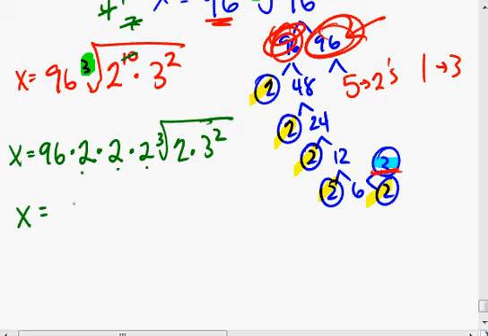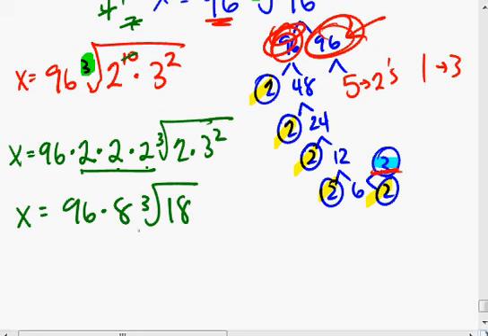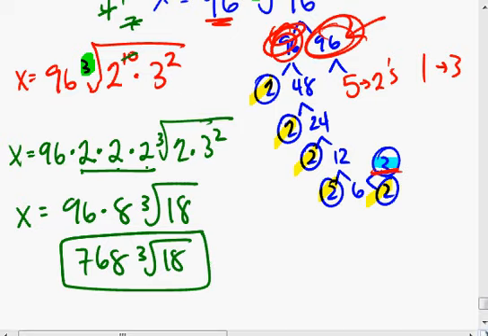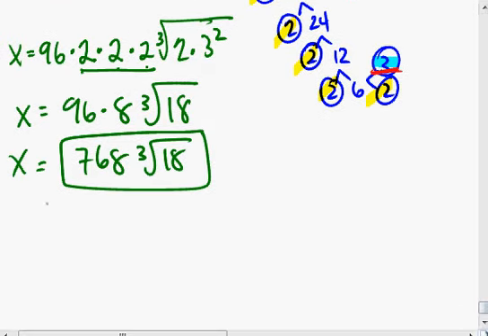So x equals 96 times these 3 make 8. Cubed root of 9 times 2 is 18. Now you just have to multiply 96 times 8. I'll let you guys do that this time. 96 times 8, anybody? Good. 768 cubed root of 18. Solving rational equations, simplifying the answer. You could also write this as 768 times 18 to the 1/3 power.